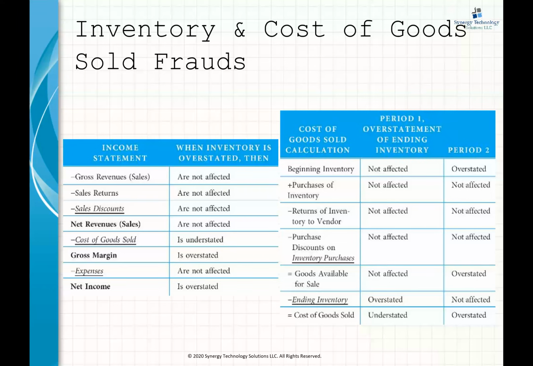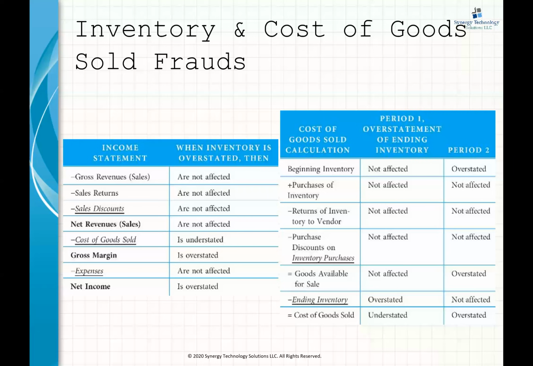Another thing we will talk about: inventory and cost of goods sold fraud. Here what we're trying to do is give you an idea of how things are impacted. One is the income statement item, and it will show if anything happens there, whether it is going to be affected in the inventory section.